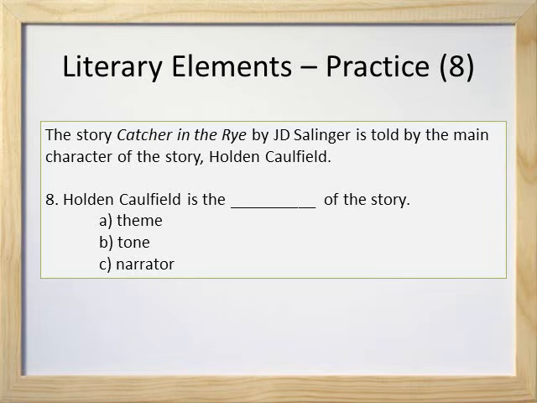The story Catcher in the Rye by J.D. Salinger is told by the main character of the story, Holden Caulfield. Number 8, Holden Caulfield is the what of the story? A. theme, B. tone, or C. narrator. Pause the video if you need to fill in any answers, and then we'll check the answers in a moment.